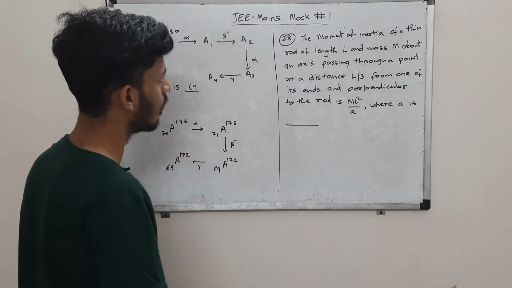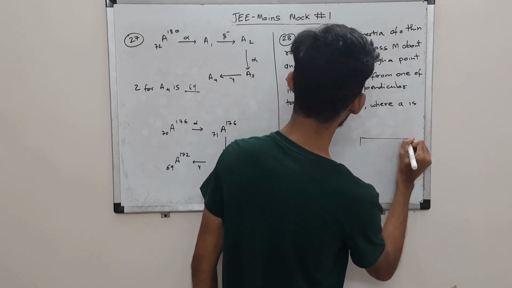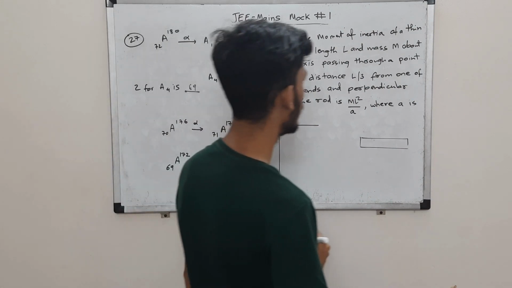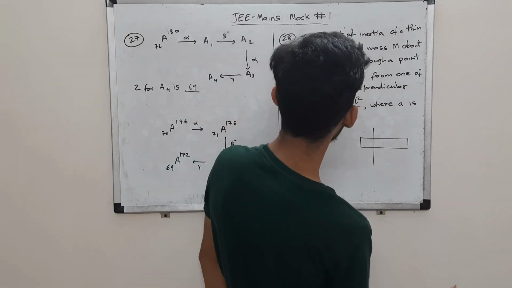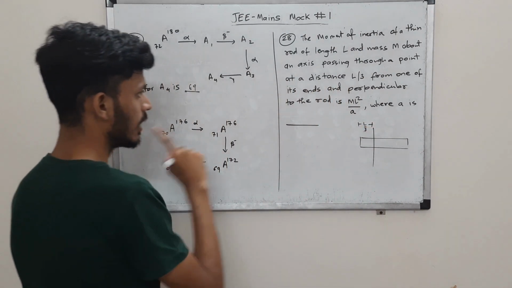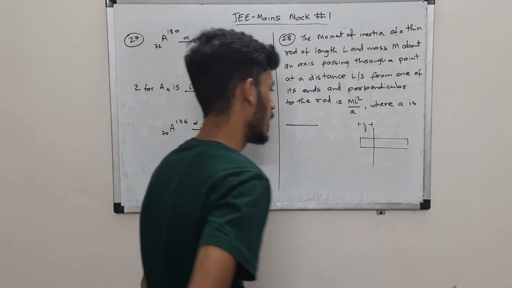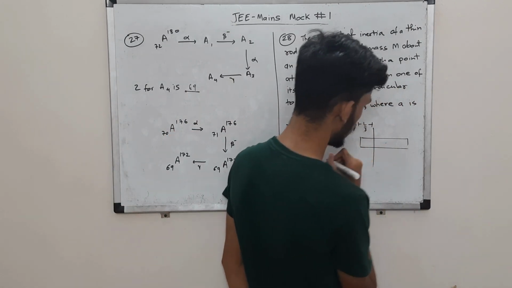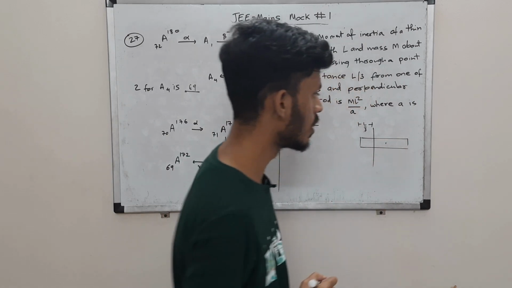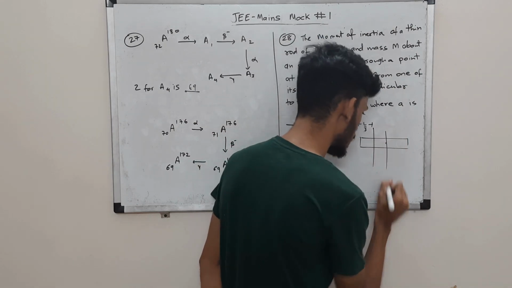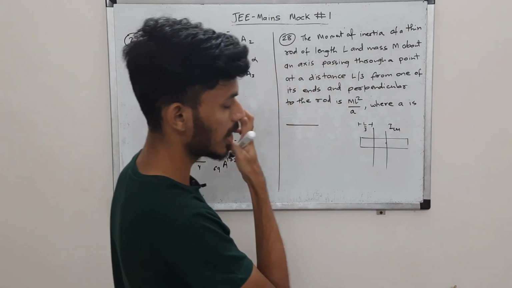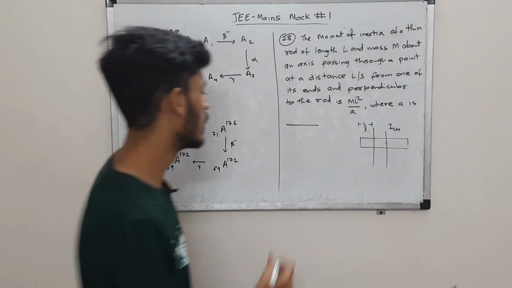Question 28: the moment of inertia of a thin rod of length L and mass m about an axis passing through a point at distance L by 3 from one end is ml square by a. So you are supposed to find the value of a. Actually, we can do this using the parallel axis theorem. We'll choose one more axis which is parallel to this axis and passing through the center, and of course you'll know the moment of inertia about this axis.